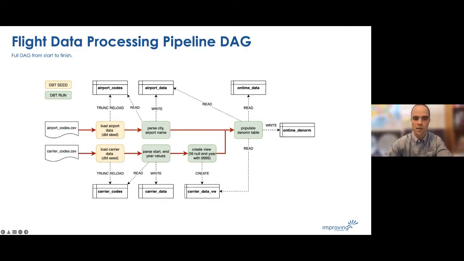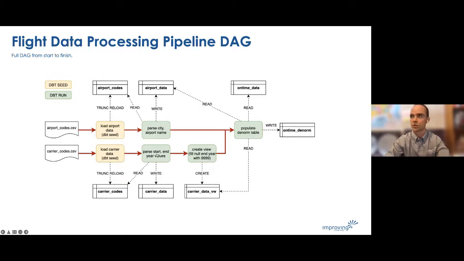frequently changing data. Then once I have these lookup tables built in the raw database, I'm then going to perform some ELT. I'm going to parse the city name out of the description. I want to parse the airport name out of the description. I'm going to store those in a new table called airport data. It's a more conformed table that I can use for lookups. I'm going to do the same with carrier data. It's got some descriptions.